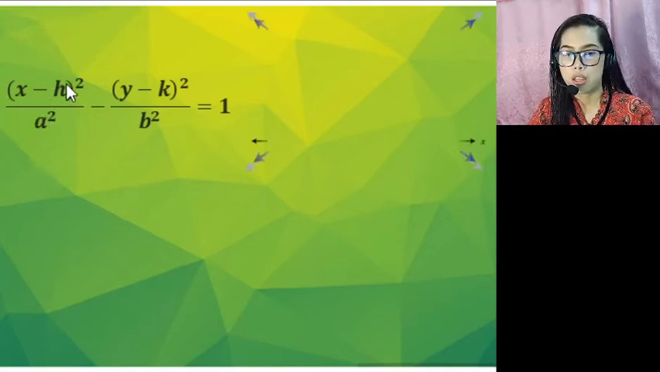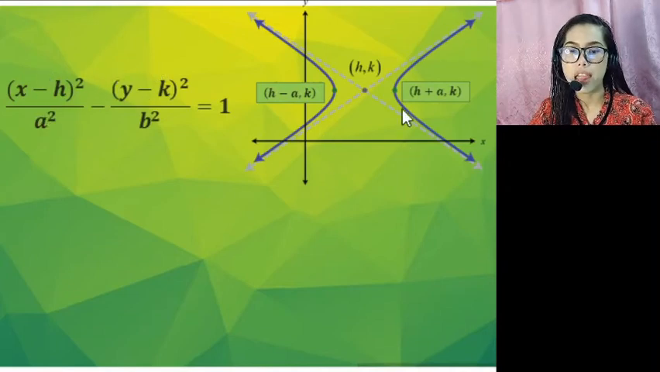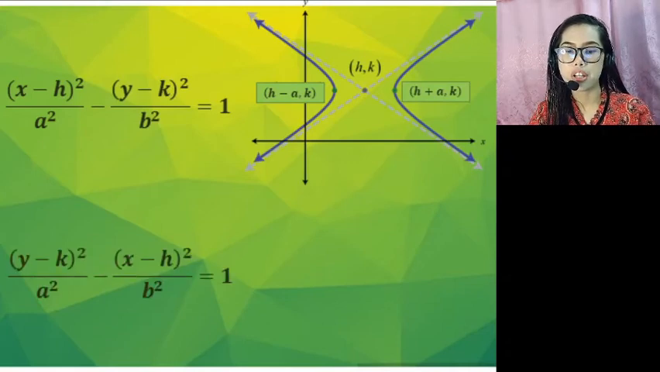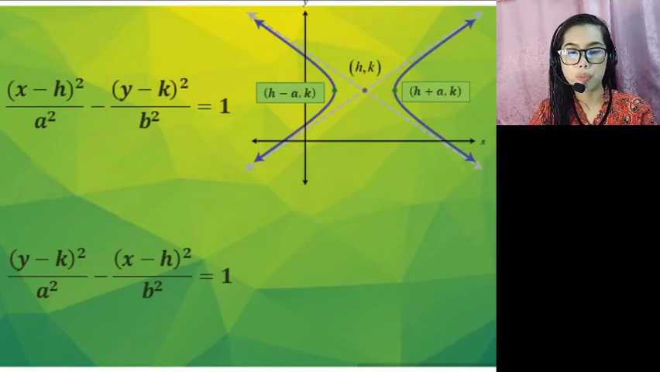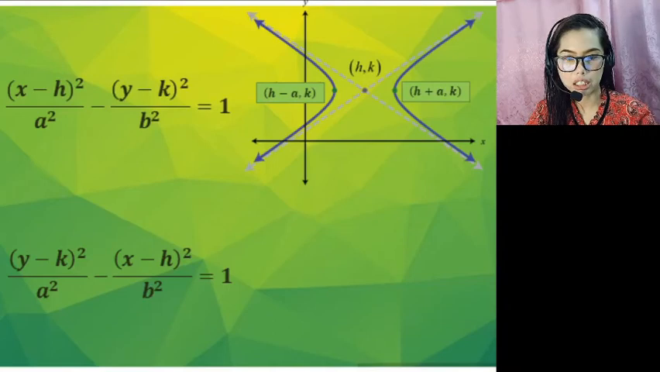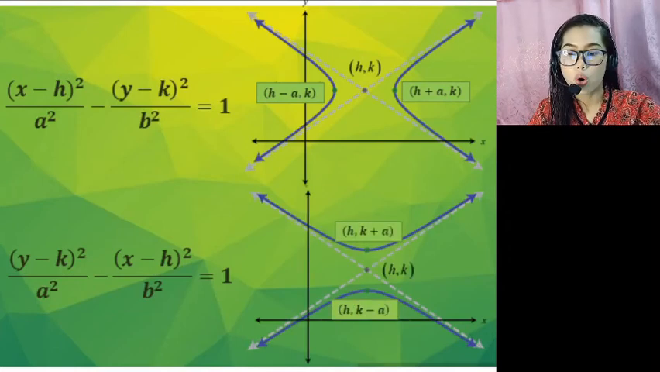So if the equation goes like this, you will have a hyperbola which opens to the left or to the right. Now, if you have an equation (y − k)² over a squared minus (x − h)² over b squared equals 1, then the transverse axis is vertical. So in this case, your hyperbola is opening upward or downward. All right.